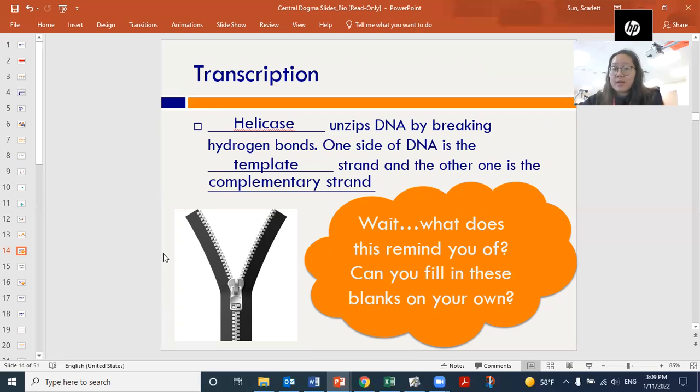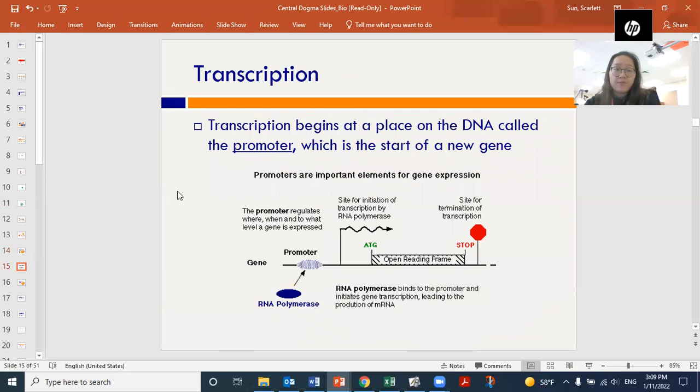And so one side becomes the template, which we're going to read off of, and the other one is the complementary strand, which matches. Now, to be clear, complementary here means matching, and it doesn't actually mean like somebody saying something nice to you. Complementary in this case would be like, hey, your shoes match your pants. They're complementary. Okay, so again, helicase is unzipping, and the template strand is going to be the one that we're going to copy or make an mRNA strand message off of.